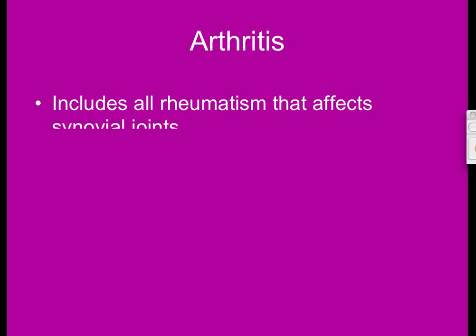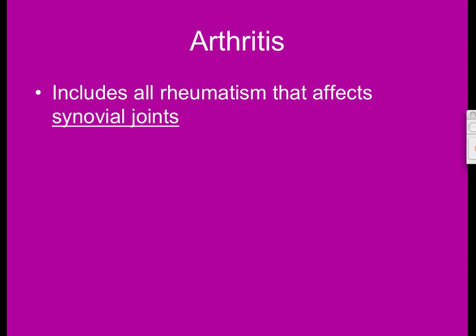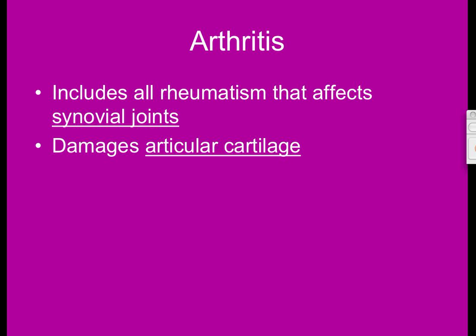The first one is arthritis, and arthritis includes all of the rheumatism that affects synovial joints. So any pain or stiffness around a synovial joint is classified as arthritis. What happens with arthritis is the articular cartilage actually gets damaged. And there are many different ways that this can happen.